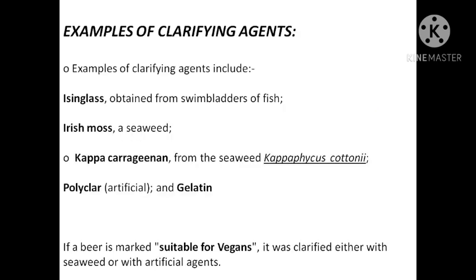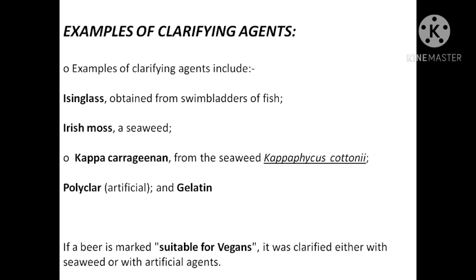Yes, of course. Okay. Examples of clarifying agents. So the next topic is: what are the clarifying agents? Once the beer is made, how do we clarify the beer? Examples of clarifying agents include isinglass, which was also discussed in a previous video. Isinglass is obtained from the swim bladder of fish. Others are Irish moss, a seaweed, and carrageenan, again from seaweed, and polyclar, an artificial agent.